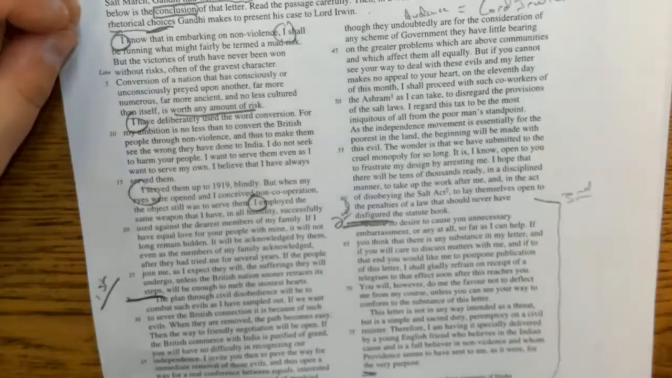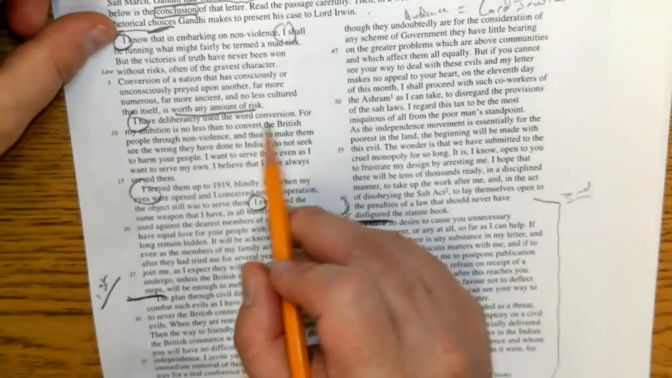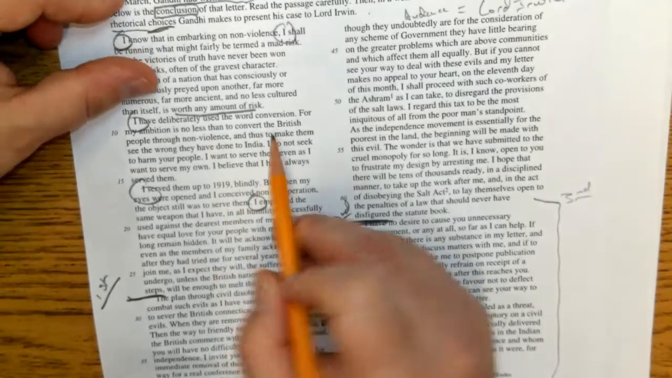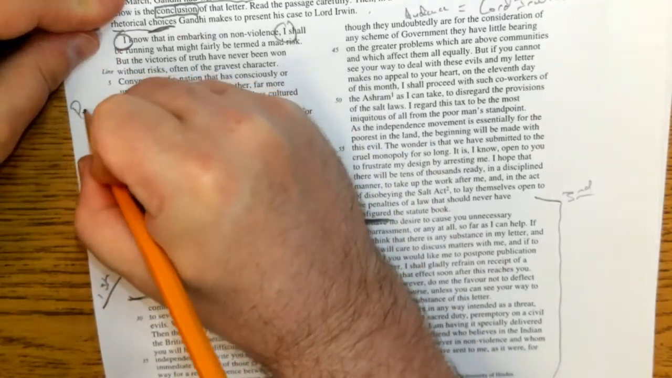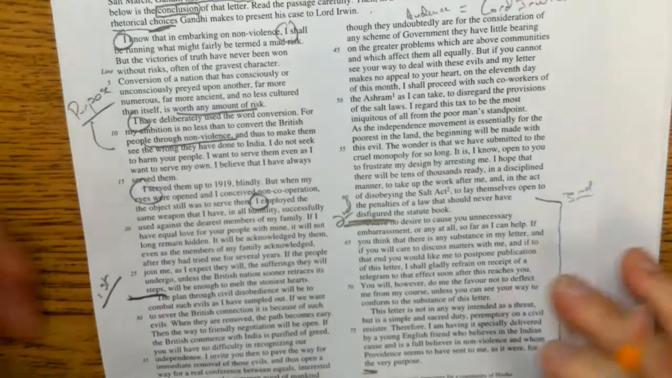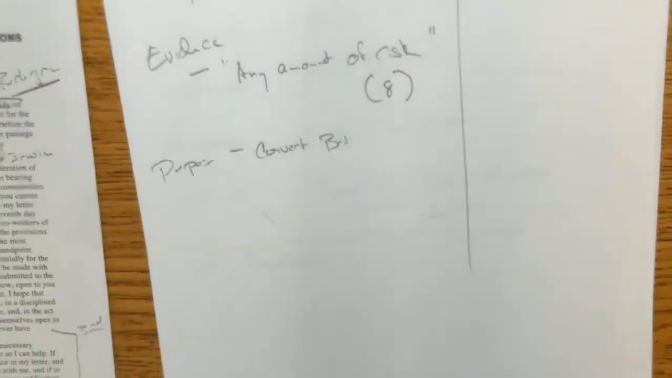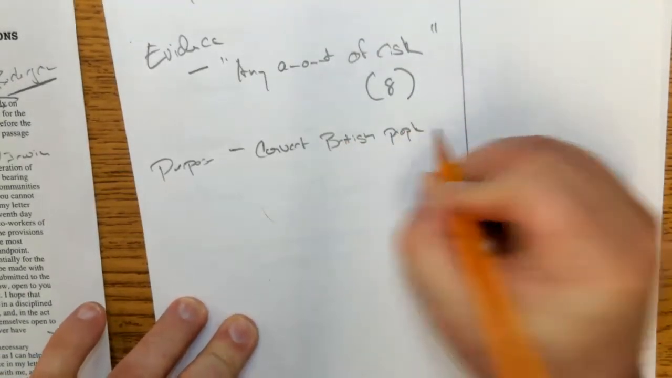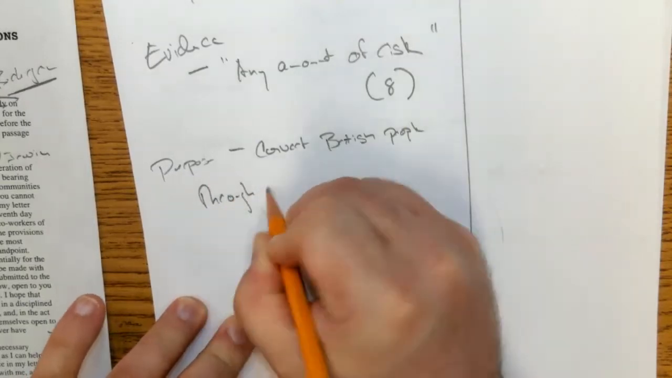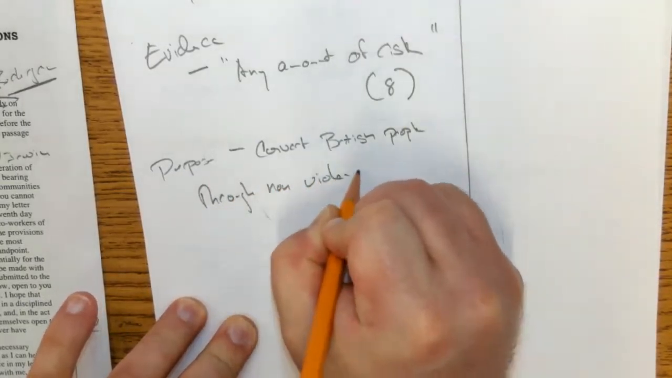Let's keep going here. I have deliberately used the word conversion, for my ambition is no less than to convert the British people through nonviolence. So this is his purpose. He wants to convert. So we're going to put purpose here: convert British people through nonviolence.